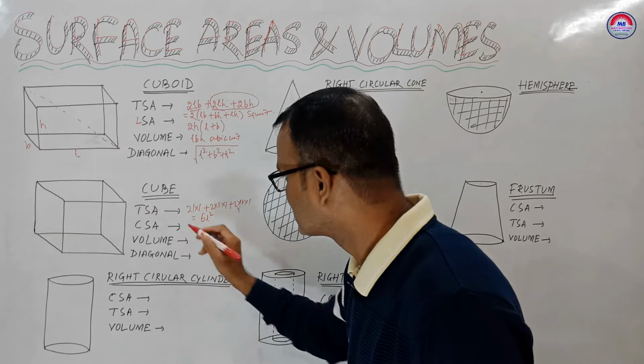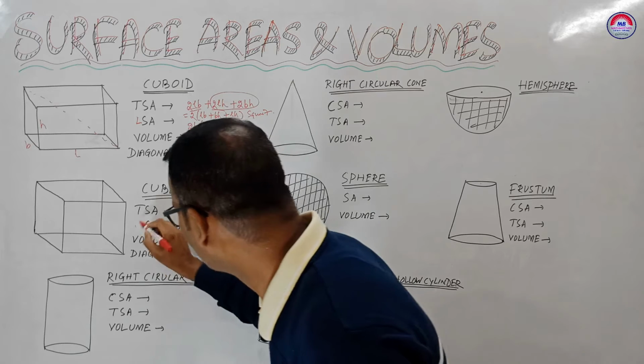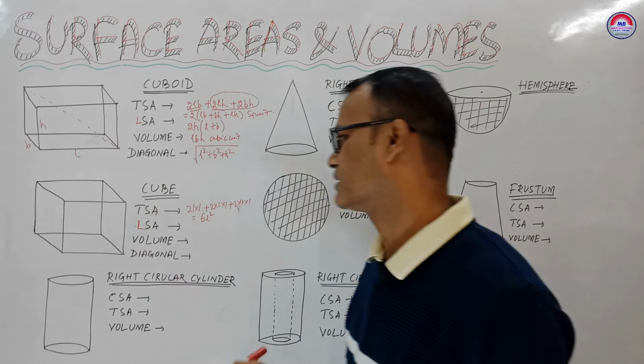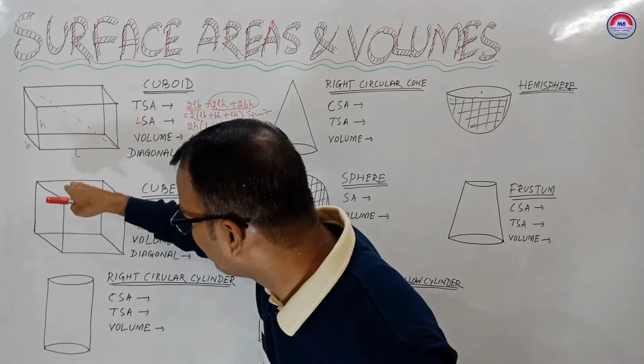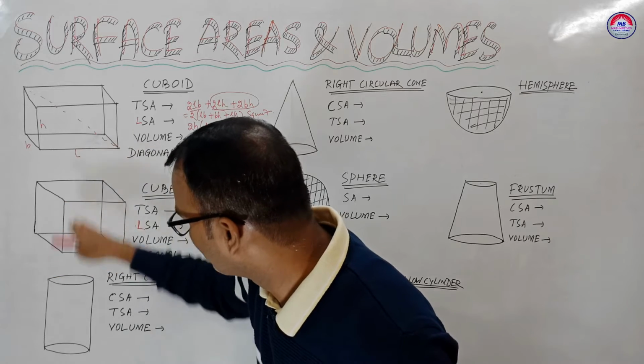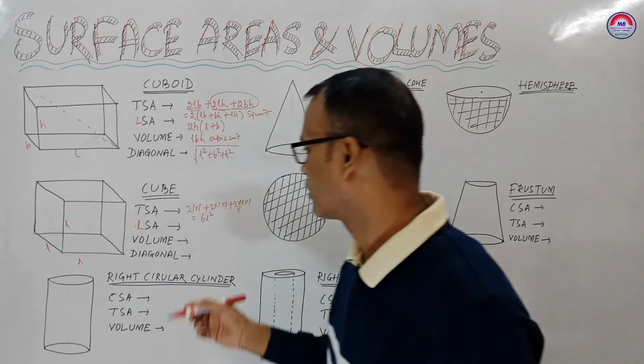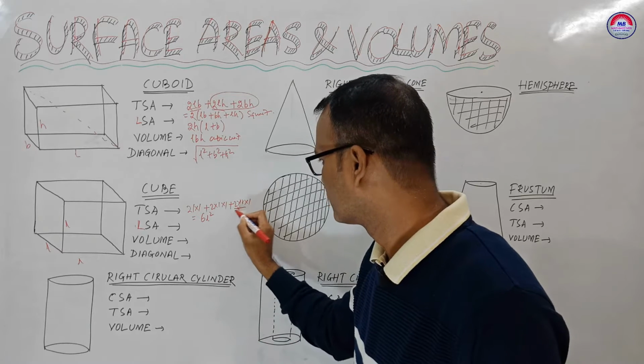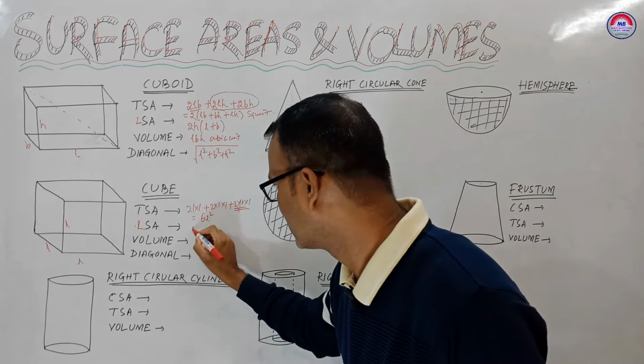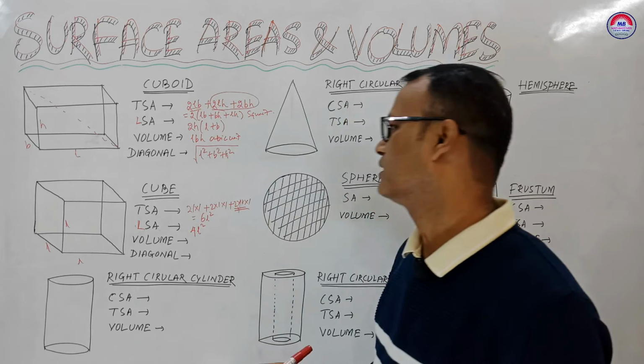Similarly, for the curved surface area, sorry, it is lateral surface area. Forget about the top and bottom. If we subtract the top and bottom, we will get 4L square, in square unit.